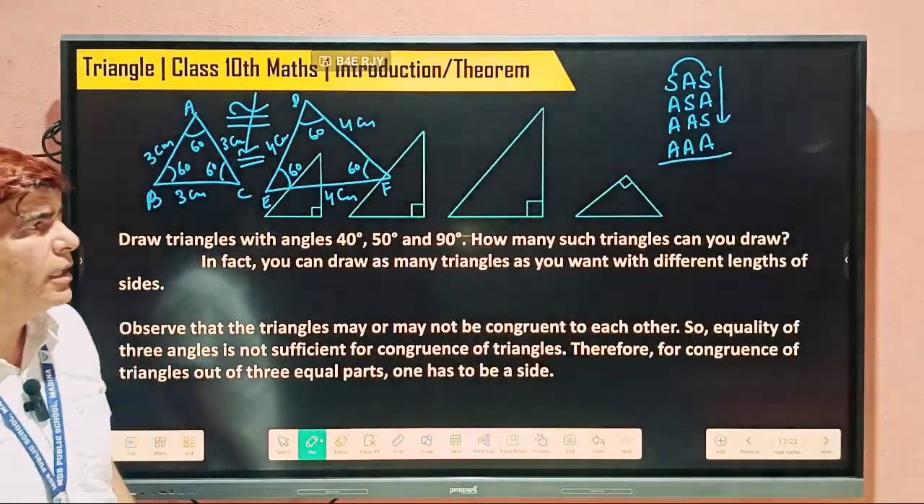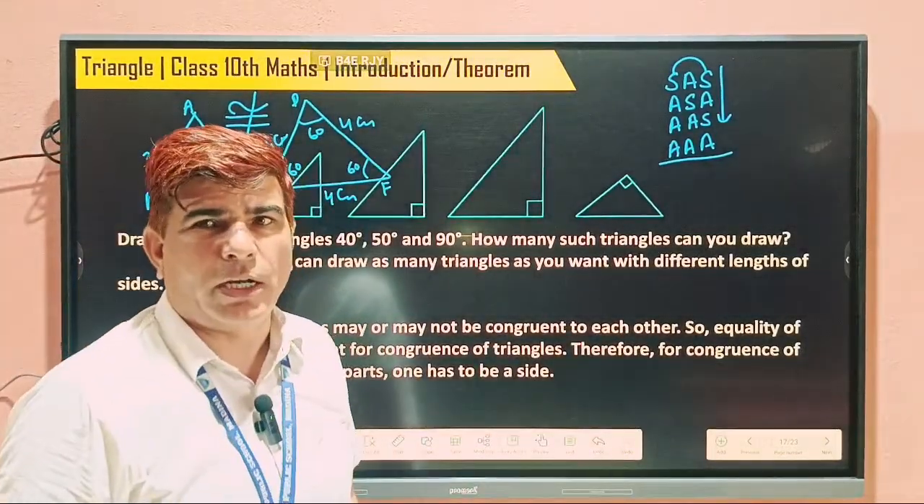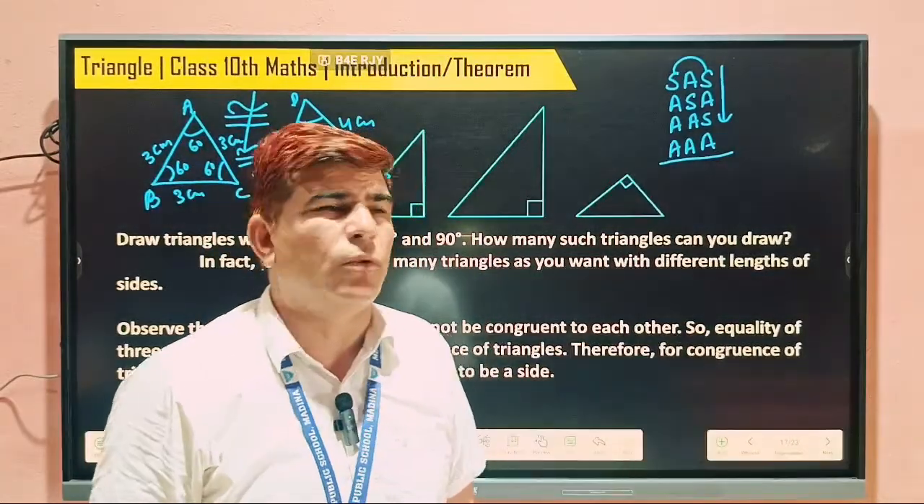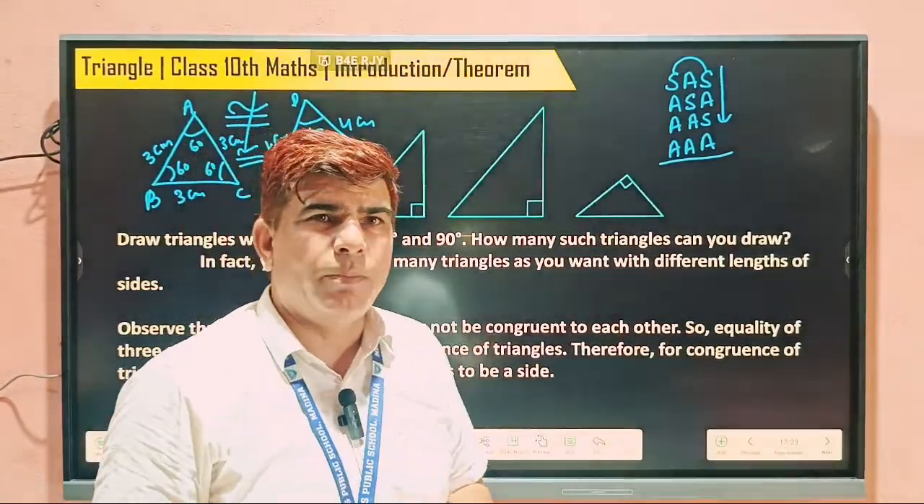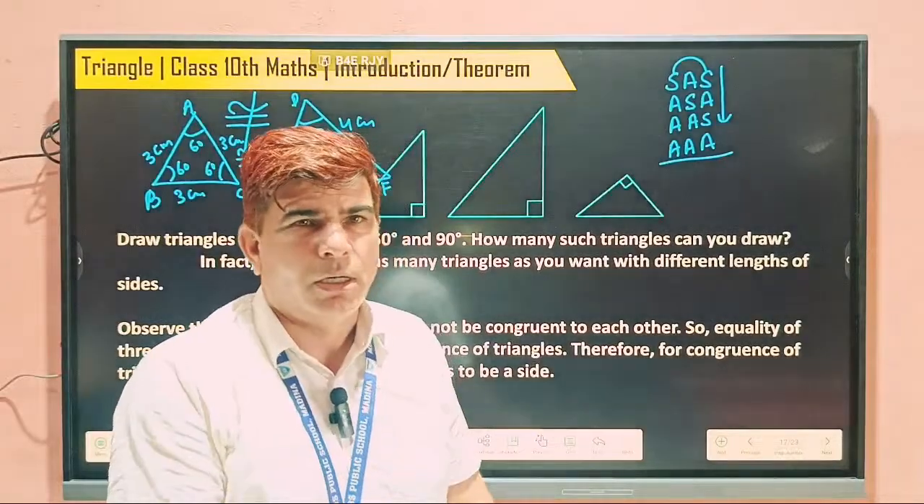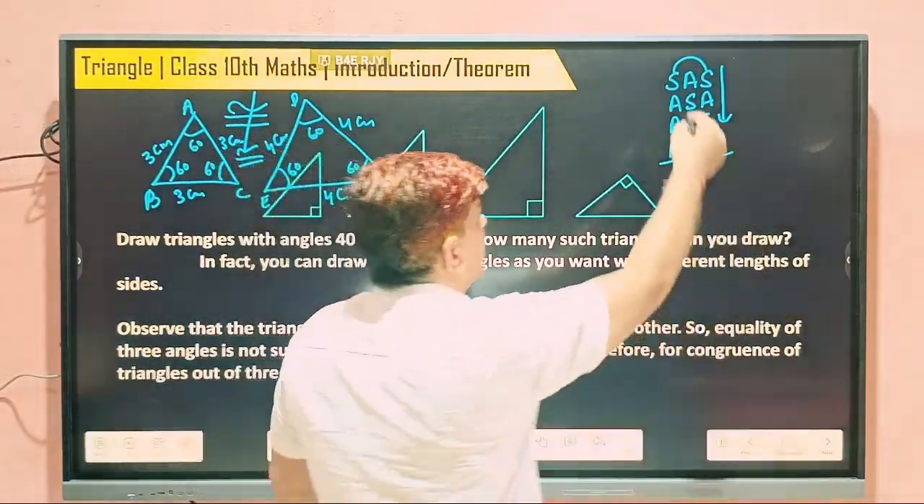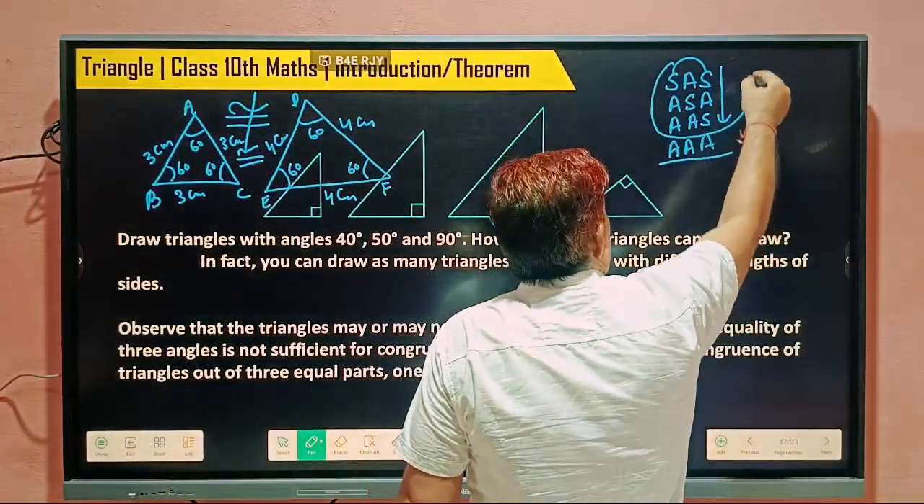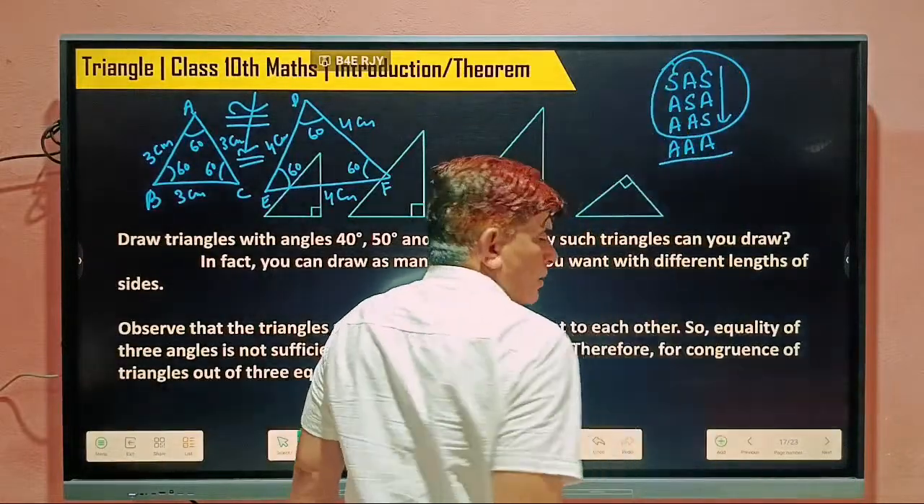So what we can say is, if all 3 angles of one triangle are equal to all 3 angles of another triangle, then the triangles may or may not be congruent. 100% like this we cannot say the triangles are congruent. Got it?